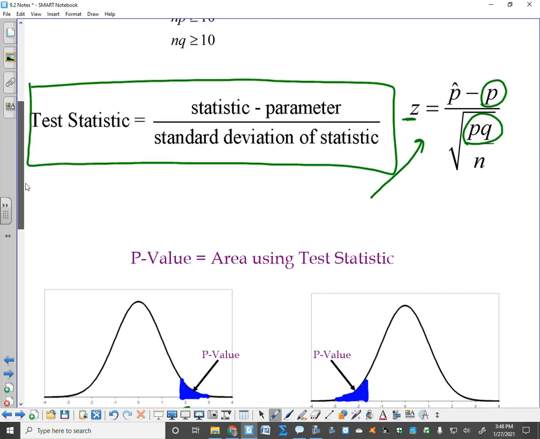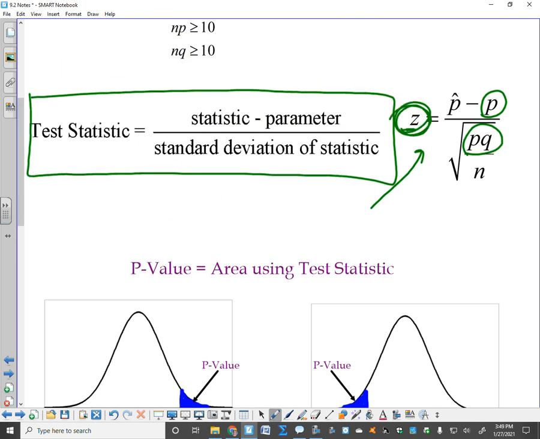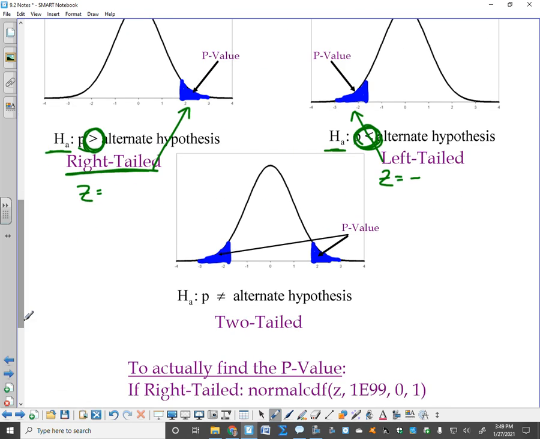Now, you don't have to make that decision. It will come out in this formula as either positive or negative. But if you're greater than, then it will be right-tailed because it's going to be farther to the right. Remember, 0 is in the middle. And if your alternate is less than, you're going to be left-tailed, which means your Z should have been negative. Now, here's the part that's tricky. If you're not equal to, then you are two-tailed. Here's the problem. You're going to solve using that formula, and you're going to get a Z, and that Z is either going to be positive or negative. If you're two-tailed, it could be either.